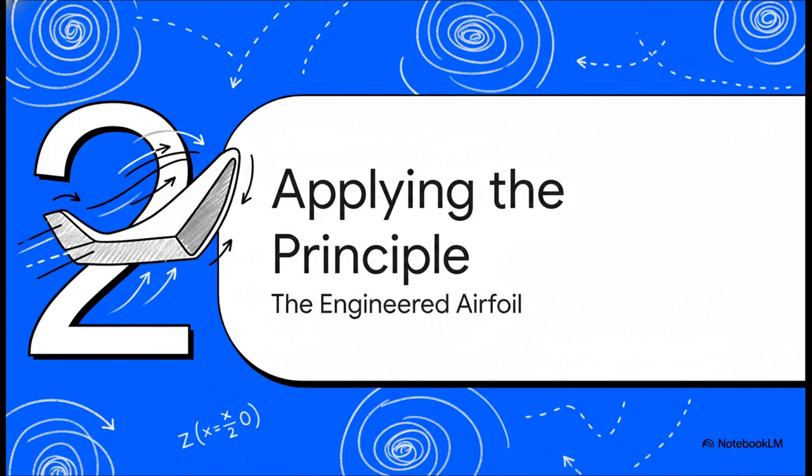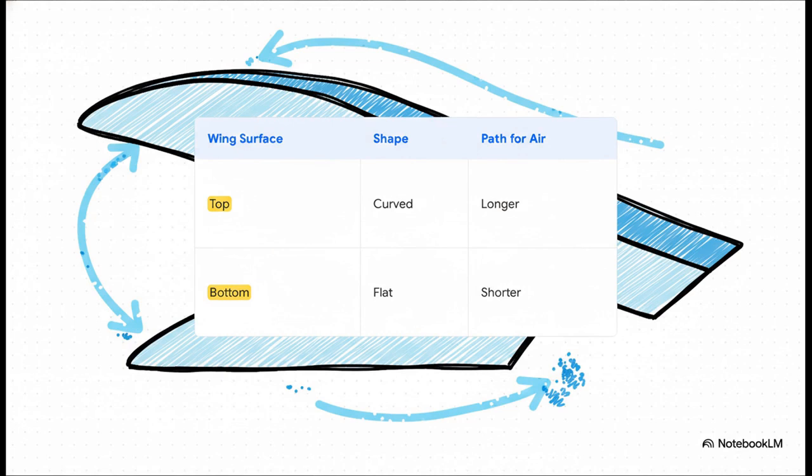Okay, so we've got this rule, fast air, low pressure. But how do we actually use that? Well, this is where engineering comes in. We take that basic rule of physics and we apply it to the very specific, very deliberate shape of an airplane's wing, what's known as an airfoil. Now, the key here is that an airfoil is not symmetrical. It's designed this way on purpose. The top surface has a curve to it, which creates a longer path for the air to travel over. Meanwhile, the bottom surface is pretty much flat, giving the air a much shorter, more direct path.